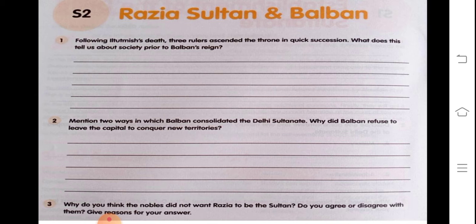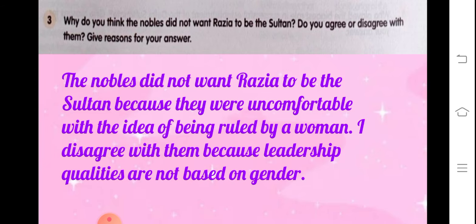And the third HOTS question is, why do you think the nobles did not want Razia to be the Sultan? Do you agree or disagree with them? Give reasons for your answer. The sample answer is, the nobles did not want Razia to be the Sultan because they were uncomfortable with the idea of being ruled by a woman. I disagree, and I hope you also. I disagree with them because leadership qualities are not based on gender.